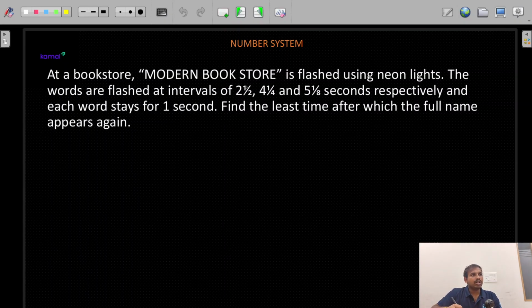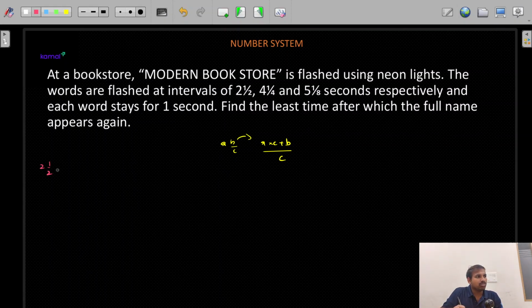So for every 2 1 by 2, 4 1 by 4, 5 1 by 8, these are mixed fractions. If it is in proper fraction form, for some numerator and denominator, I can take the LCM. So if it is in the form of A B by C, it is a mixed fraction. How to convert it into a proper fraction? It is nothing but AC plus B by C. This is my fraction. Similarly, we will convert all three mixed fractions into proper fractions.